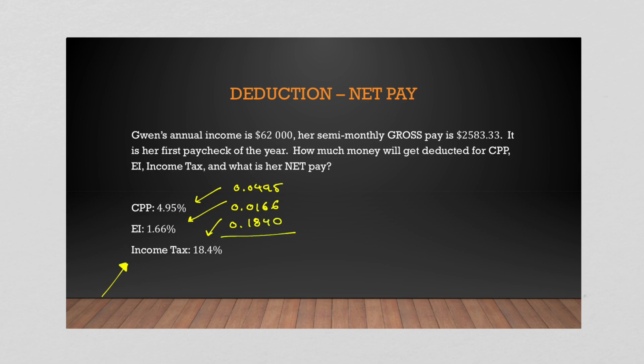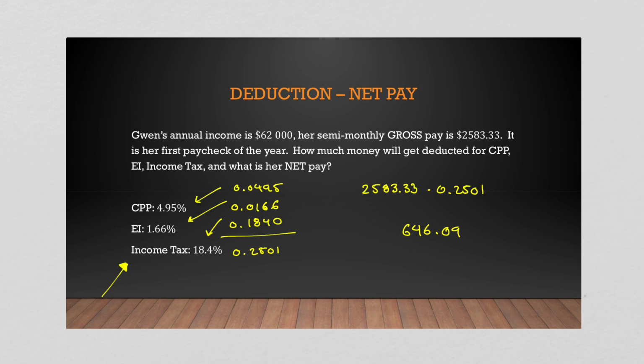So you can add all those up to a total percentage amount that's going to come off of her paycheck. So add those up, and you end up with 25.01% of her paycheck, or 0.2501 of her paycheck she's going to be losing. So we take her paycheck, and we multiply it by 0.2501. So off her paycheck, she loses $646.09. So that money gets deducted and goes to wherever it goes, CPP, EI, and income tax.